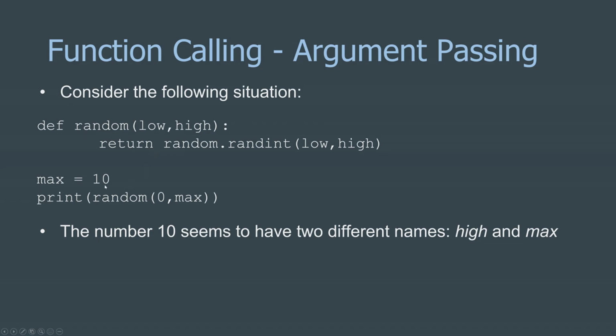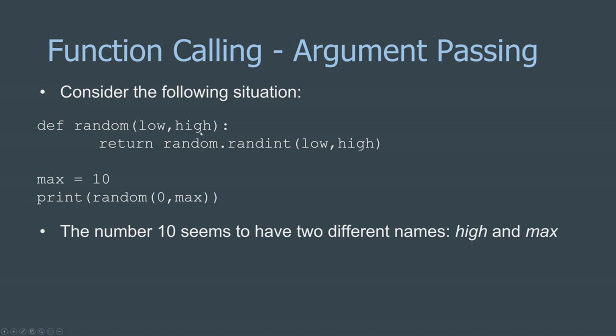And then when I actually call the function down here, I'm going to declare a variable called max. And I'm going to call my random function with 2 values. I'm just going to hard code the 0. That's the low value. And for the high value, I'm going to use the max value. Now, this is a little bit weird to people who are new to functions because it kind of seems like this 10 here has 2 names. It has the name max, because that's where we originally put the 10 into a variable called max. But then when I actually pass the 0 and max to random, it now has the value high.